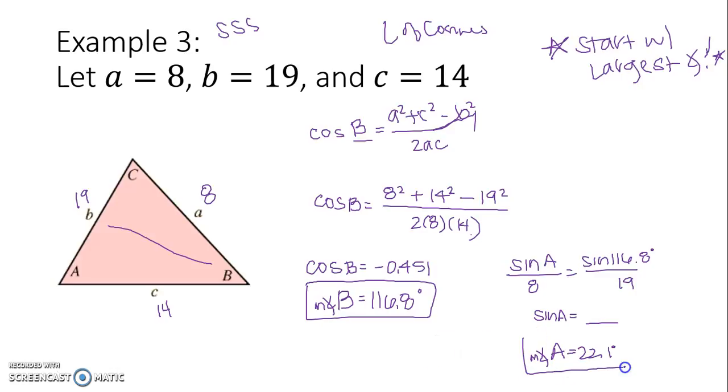And then finding angle C, since I know all the angles in my triangle have to add to 180, I can just subtract those two from 180. I got that the measure of angle C was 41.1 degrees.